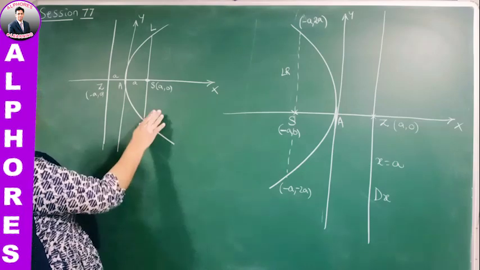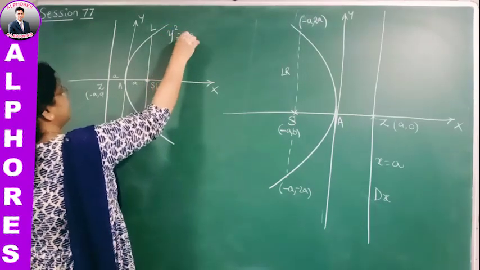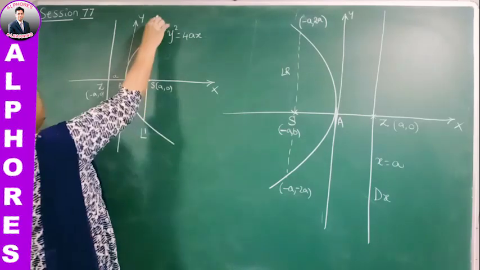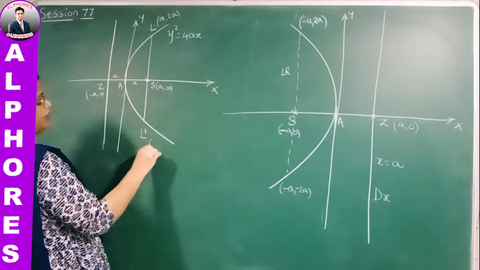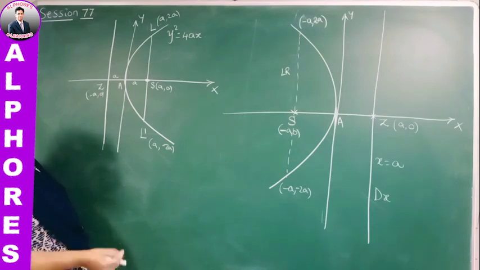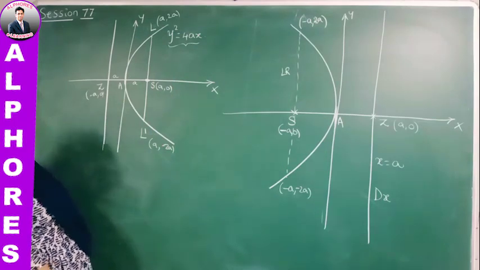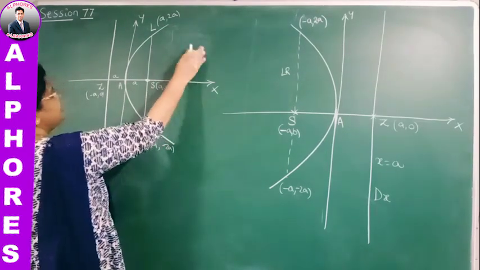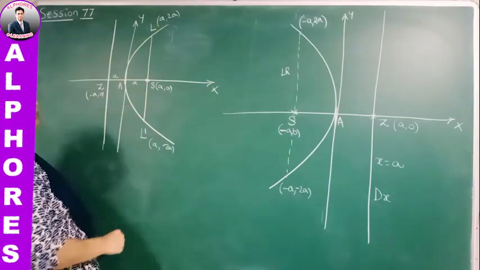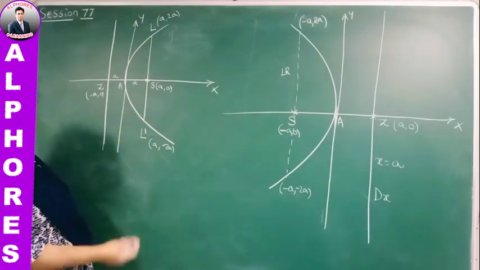So students, till now we have observed different terms in the standard parabola y square equals 4ax. We observed the length of the latus rectum as 4a, and the end points of the latus rectum as a comma 2a and a comma minus 2a. One more definition is the focal distance of the standard parabola y square is 4ax. What is the focal distance? It is the distance from the focus to any point on the parabola.